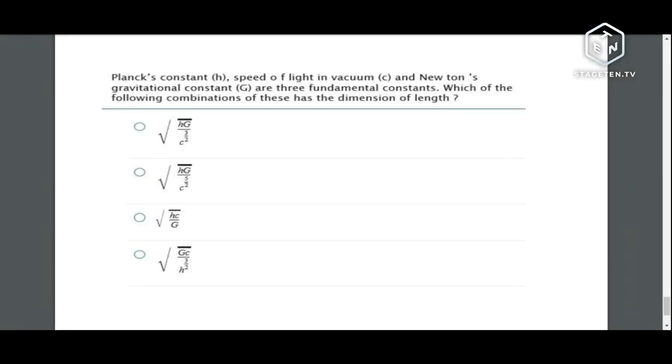So as you know, the dimensions of length are M^0 L^1 T^0. Then you need to write the respective formulas for Planck's constant, the speed of light in vacuum, and Newton's gravitational constant. Then again you have to equate the values, and you will get the equations in terms of the constants you are taking, and then you will get the value. So please try to answer this one if you can.